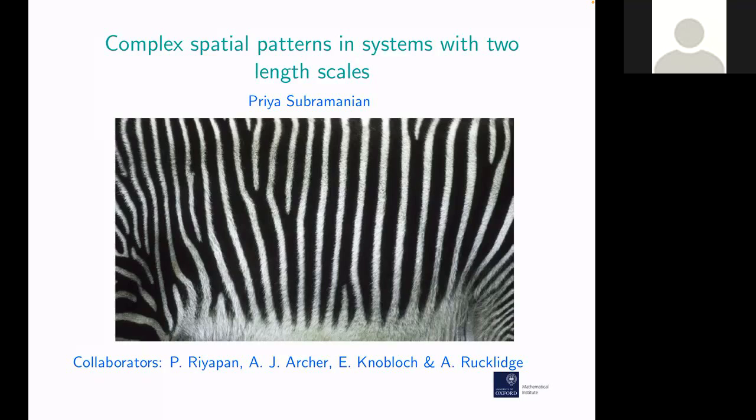And by complex, we mean beyond the normal patterns that we normally look at or think of, which involve probably stripes or hexagons and things like that. So with that, I'll start.